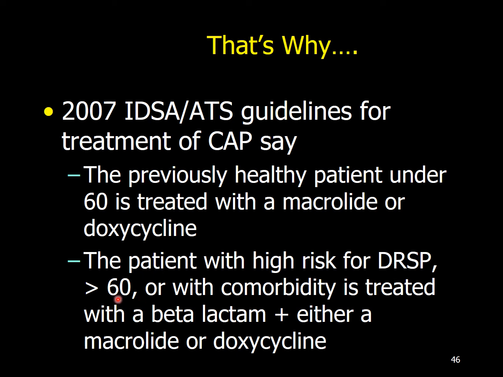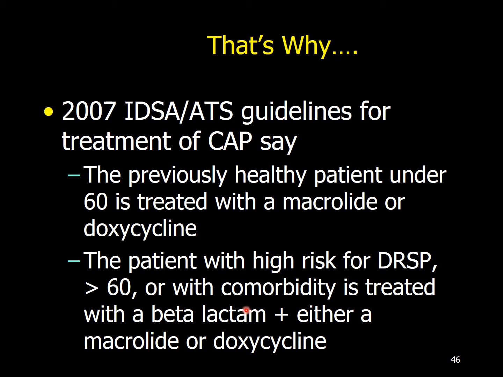That's that bullet point. These guidelines then go on to say that if the patient is at high risk for drug-resistant strep, and a high-risk patient can be many things, anybody over 60 is at high risk for drug-resistant strep. Anyone with a significant comorbidity, like a cardiopulmonary comorbidity or diabetes or cancer, or any serious chronic illness. Also, your handout doesn't say it, but anyone who has been treated with antibiotics for any reason in the last 3 months is also at high risk for drug-resistant strep.